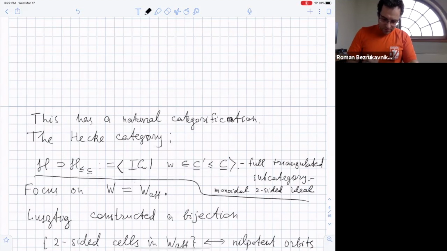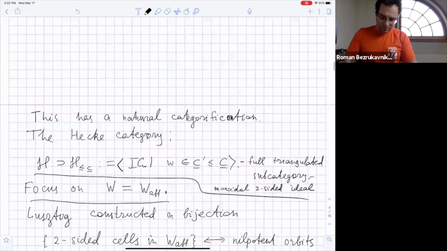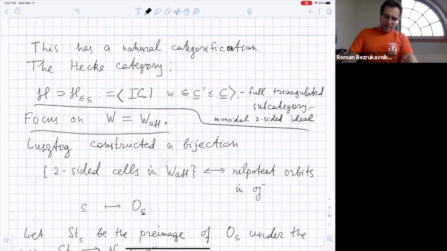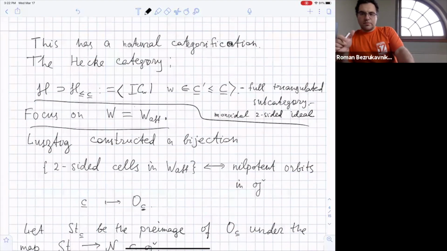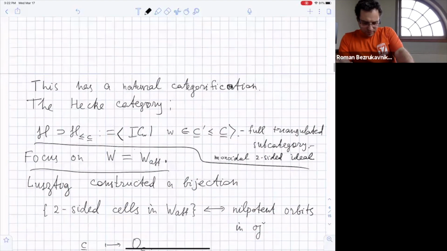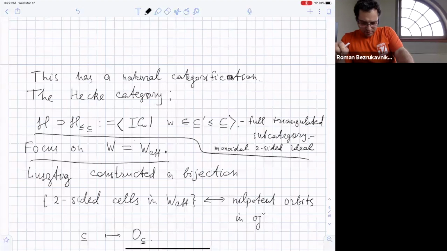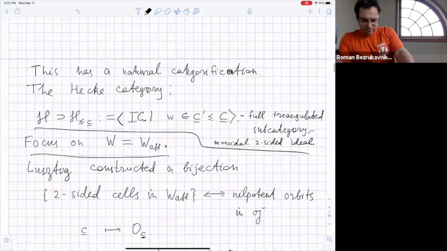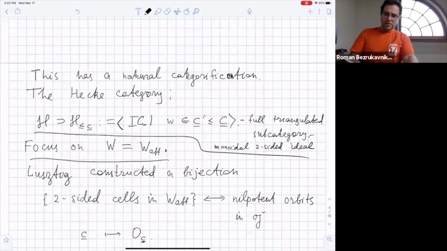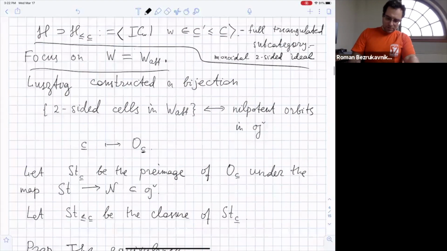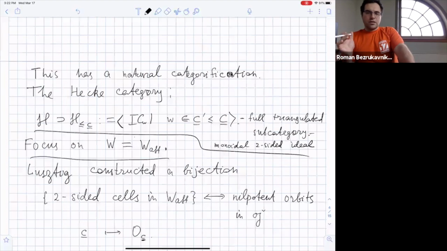So from this point on, this was a very general discussion, so now we focus on our case when W is the extended affine Weyl group. Then Lusztig, in his papers on cells in affine Weyl groups, constructed a bijection between two-sided cells in the affine Weyl group and important orbits in the dual Lie algebra, which I here denote by cell C going to the orbit O_C. And I want to say how this bijection fits into our picture.